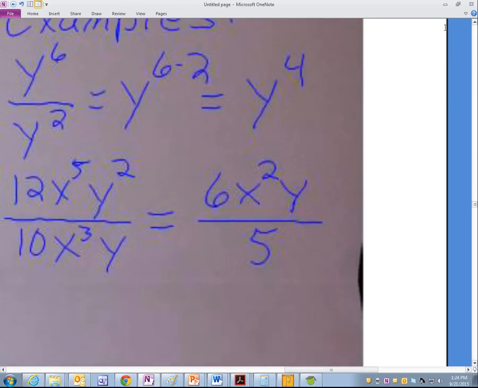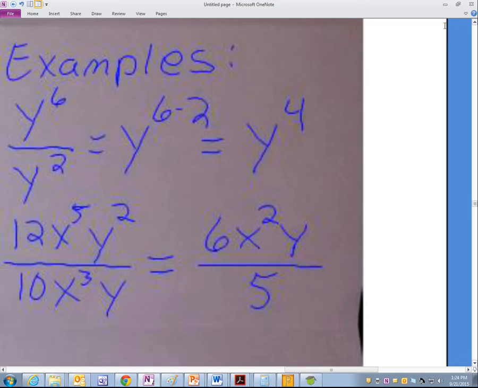Here's the example of those. So this goes right underneath where we just had all the examples for the multiplication. Because we have y to the 6th over y squared, which is the same thing as doing y to the 6 minus 2, which is y to the 4.